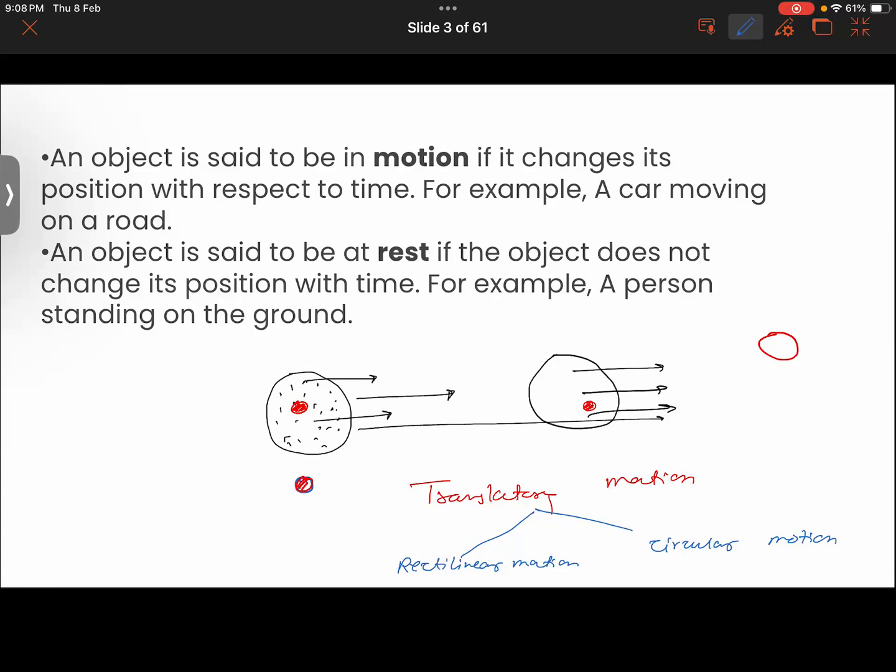And circular motion? What is circular motion? How do we define circular motion? When it moves in a circular path. Right?